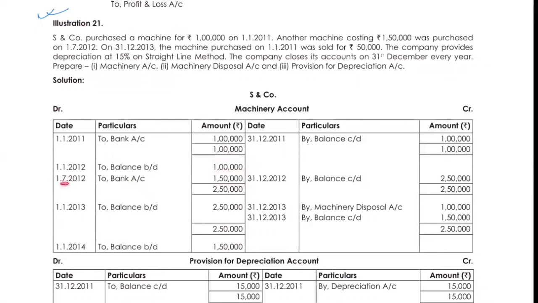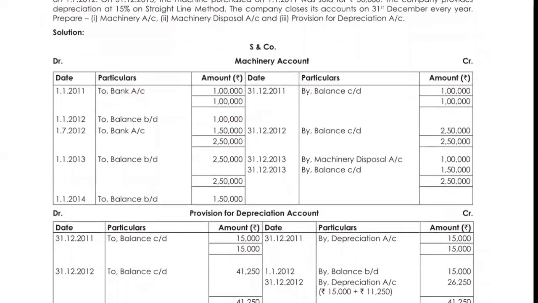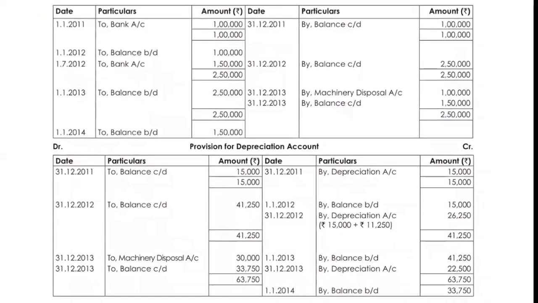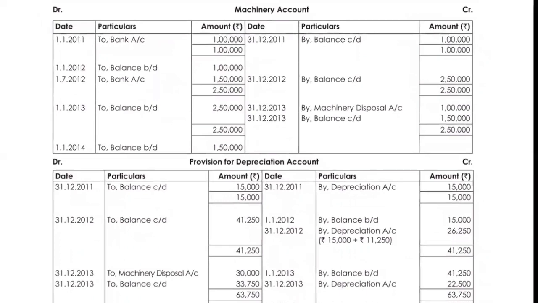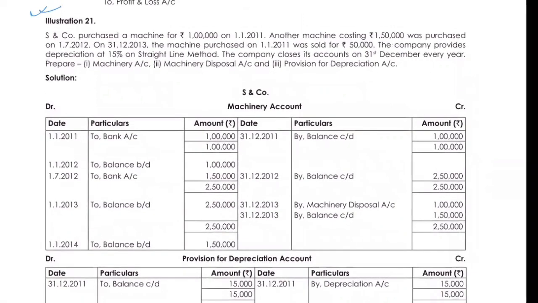So it will be July, August, September, October, November, December. So 6 months on 1.5 lakh and full 15% on 1 lakh. See, 15,000 plus 11,200. Okay, you'll write it over here. So nothing has to be done. Only the depreciation entries will be passing from the provision for depreciation account. Correct. But our point of discussion is, see, where it is selling.